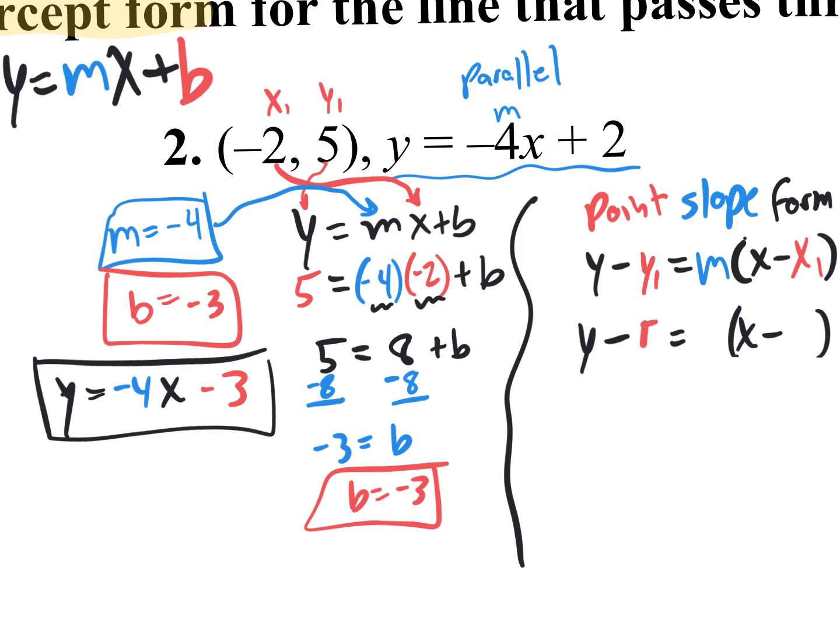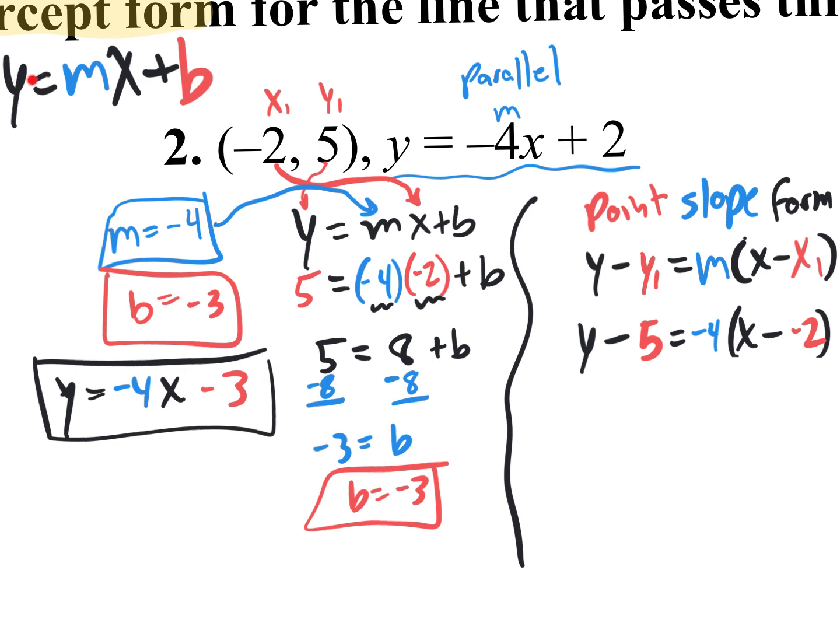There you go. And then plug in your x1 value of -2 over here into the x1 spot. And of course, plug in your m value of -4 right here where the m is at. And now that's in point slope form. However, they did want it in slope intercept form. That's what the instructions say.